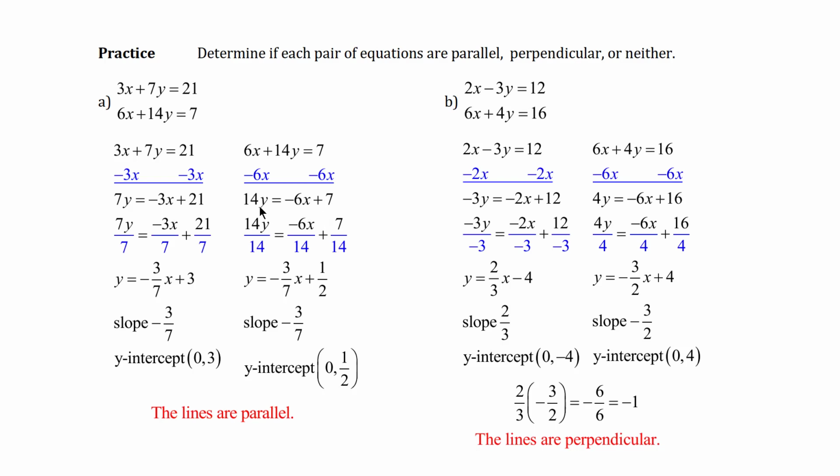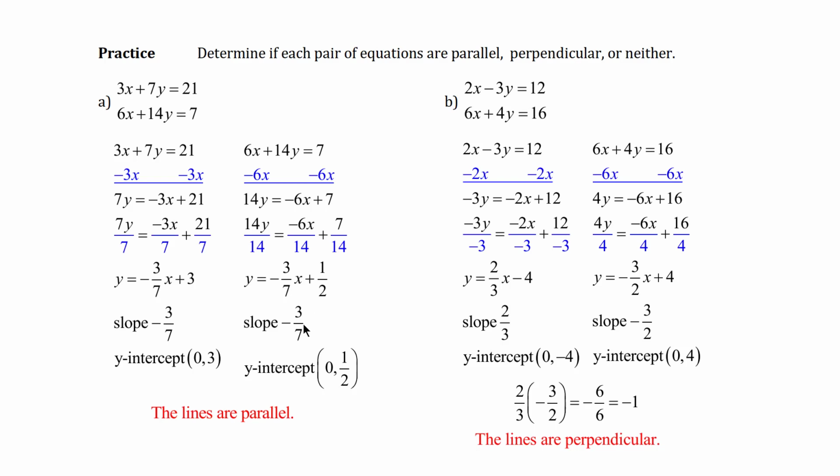Next, we need to get rid of the 14 in front of the y. We just divide both sides by 14. We get 14y divided by 14 equals negative 6x divided by 14 plus 7 divided by 14. Simplifying the left-hand side, 14y divided by 14 is y. On the right-hand side, we can rewrite negative 6x divided by 14 as negative 3 over 7x. And 7 divided by 14 is 1/2. So the result is y equals negative 3 over 7x plus 1/2.